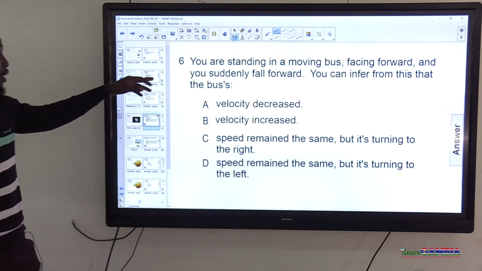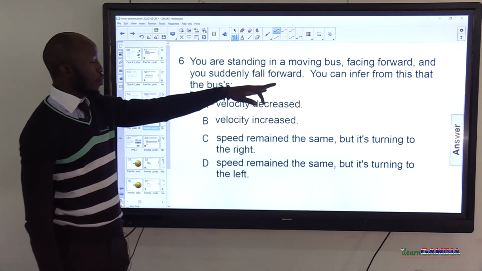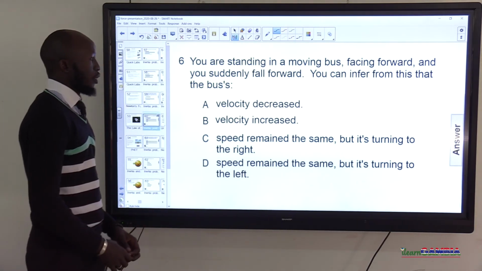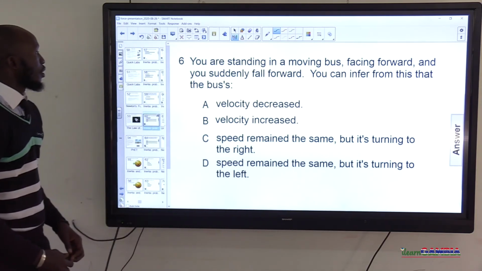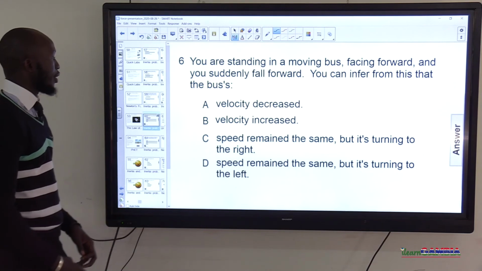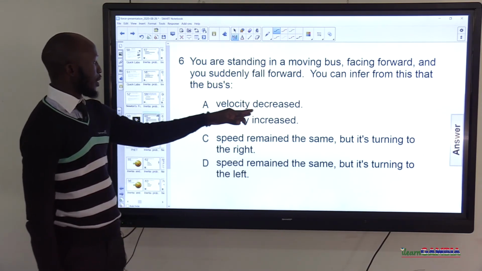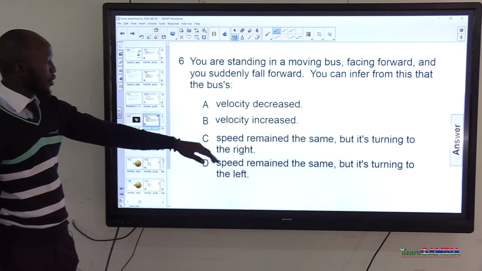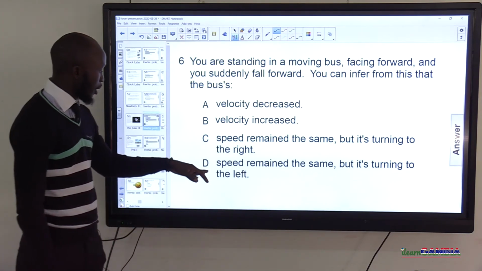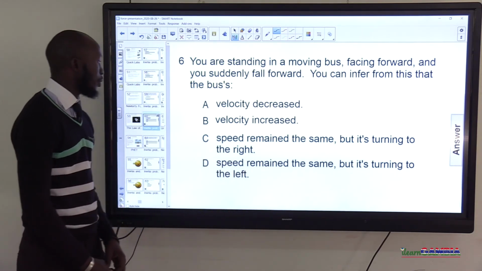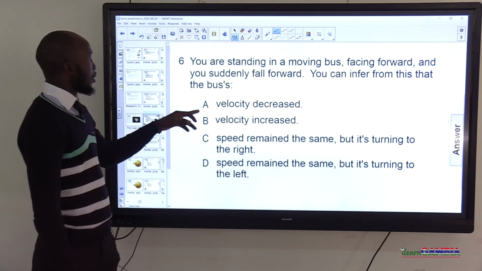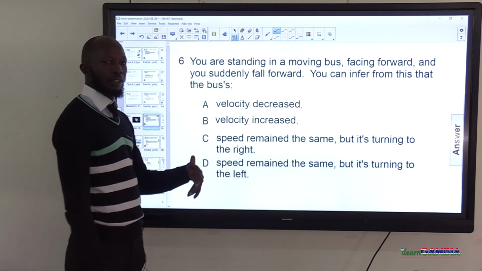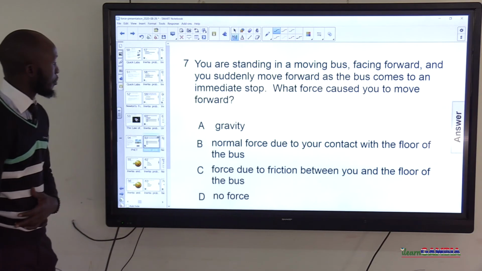Now look at the question critically. It says you are standing in a moving bus facing forward, and you suddenly fall forward. You can infer from this that the bus's velocity decreased, increased, or the speed remained the same but it's turning right or left. What happens is the bus's velocity actually decreased, because if you are in a car and suddenly the velocity decreases, you tend to lurch forward, right?